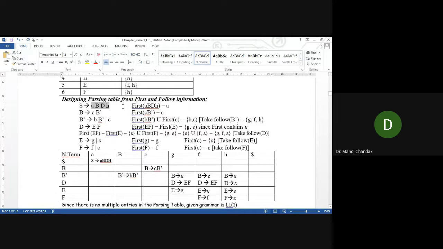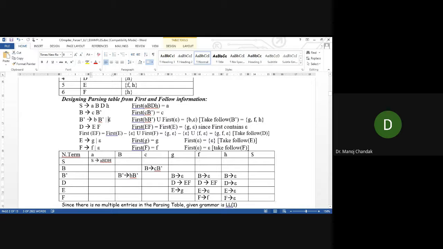So if I take S derives to ABDH, first of ABDH will be A, and we will write S and A, and we'll write the production S derives to ABDH. Okay. Similarly, if I take the next rule, B derives to BC, CB dash, again, first of CB dash will be calculated, and B and C will be the entries.